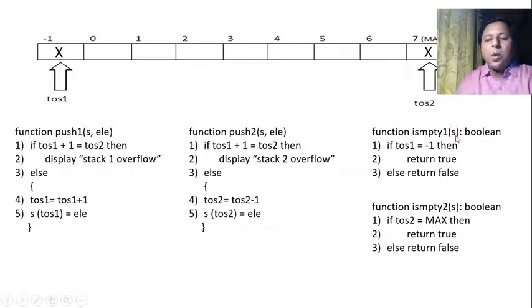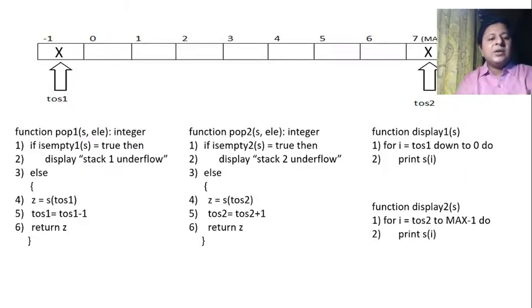If I say isEmpty1, I would say stack 1 is empty when my toss1 is at the initial condition, that is -1. So if toss1 is -1, then I would return true, else return false. Whereas for function isEmpty2, if my toss2 is equal to max, currently I would say the second stack, the one which is pointed by toss2, is empty. So toss2 is equal to max, then return true, else return false. So this is push1, push2, isEmpty1, isEmpty2.